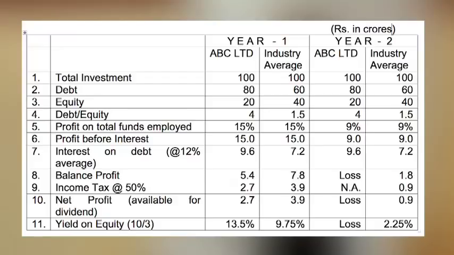Now coming to the other part, the fifth item, which is the profit on total funds employed. That is the total earning. What is the profit of the company, or what is the profit of the industry average? Here the company's profitability is 15%, and industry average is also 15% in the first year. Second year the company's profitability has gone down to 9%, and the industry average is also 9%. Both are at par in the second year.